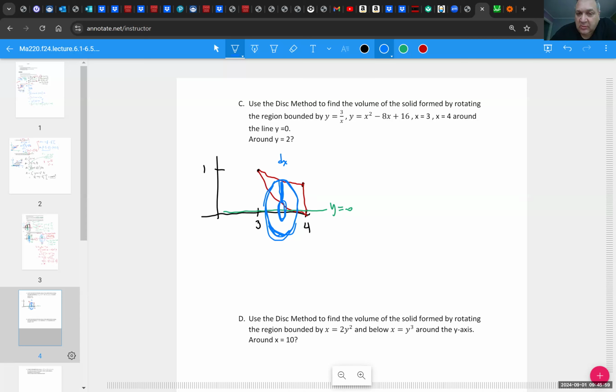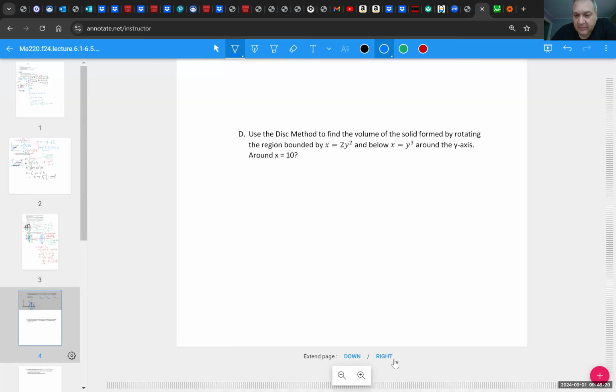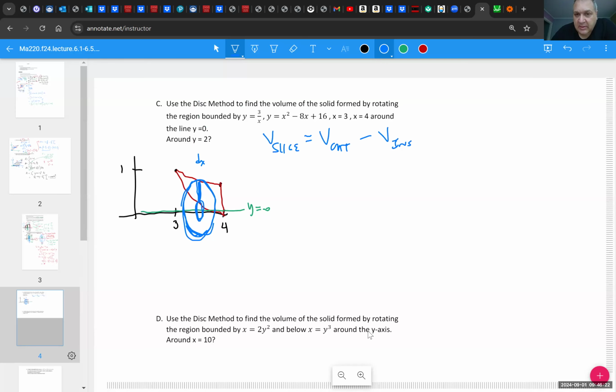So the volume of the slice of our little rectangle revolved is going to be the volume of the outside thing minus the volume of the inside thing. And that's going to be our disk method or washer method, if you prefer to call it that way. And then we're going to be integrating it to find the volume of the whole thing.